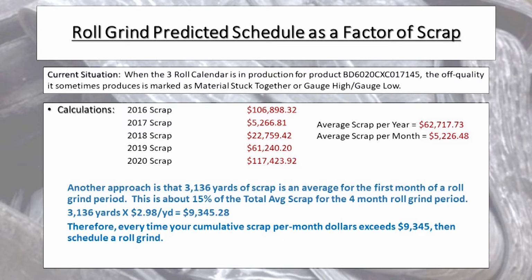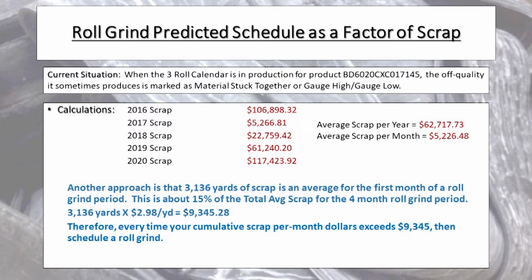The third and last thing is roll grind prediction as a factor of scrap. So we know on average how much scrap is produced each month, and we have calculated that here with the numbers on the screen. We predicted about how your average monthly is, and that gets us about 25% of what your total scrap is.